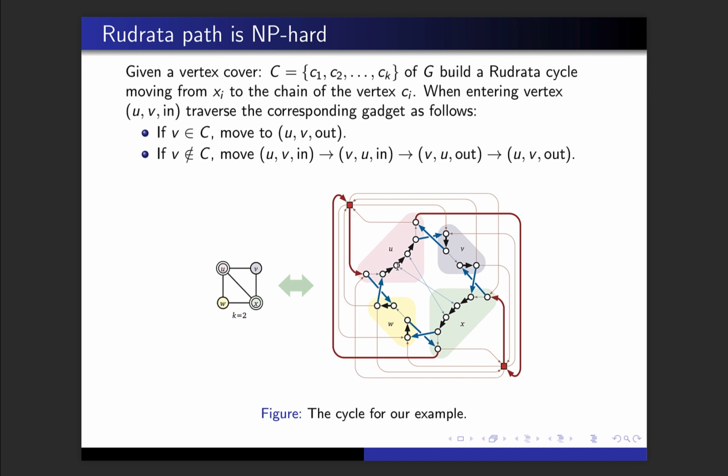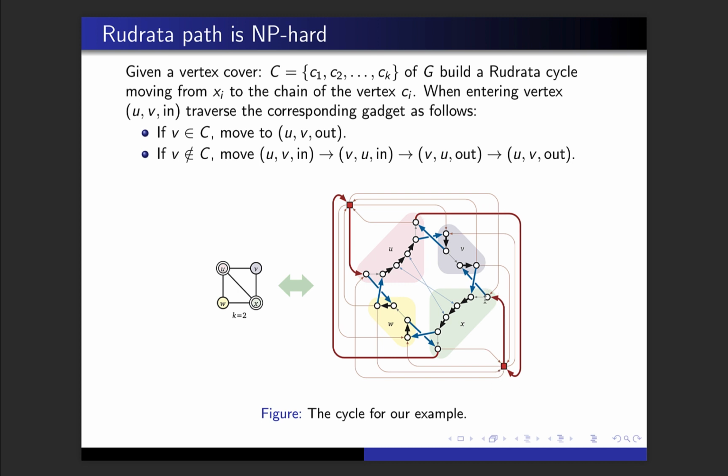Now the other vertex in the gadget is in the cover, so I will not use the blue edges, I will continue straight out of the gadget. In this new gadget, v is not in the cover, so I move through the blue edges. And then I am at the end of the chain corresponding to u, so I move to x2.